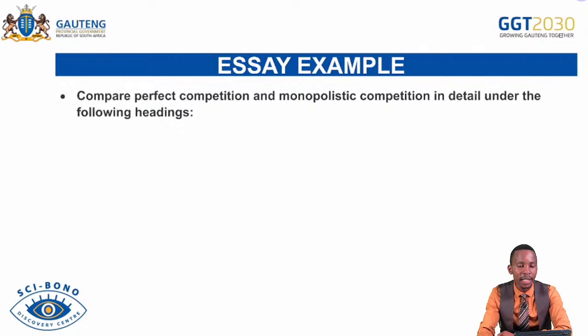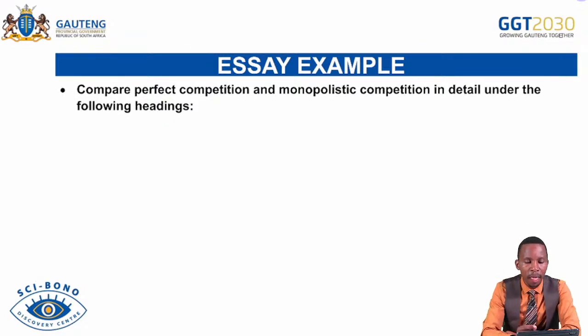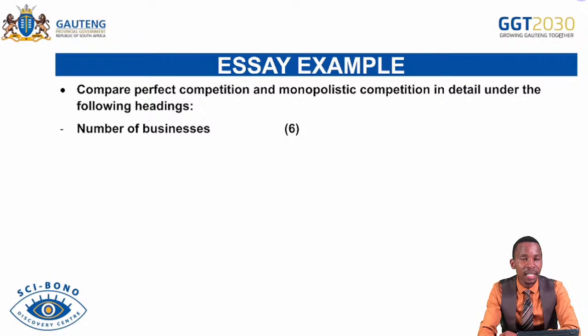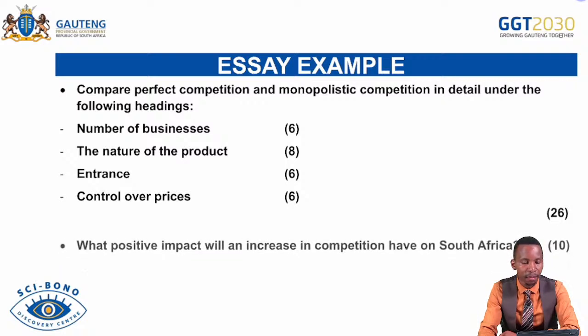So this is the essay example. Compare perfect competition and monopolistic competition in detail under the following subheadings. Number of businesses was for 6 marks. The nature of product was for 8 marks. Entrance was for 6 marks. Control over the price was for 6 marks. That gave us 26 marks.